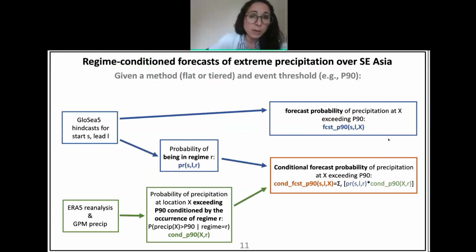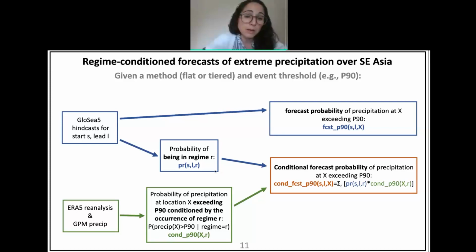So knowing that we have some skill in the assignment of the regimes, the next step is obviously to look into considering regime conditioned forecasts for extreme precipitation. So over here, we're just considering the example of the exceedance of the P90. And from the GloSea5 system, we can take two sets of information. We can just start with their forecasted probability that comes straight from simulated precipitation. But then we can also consider the forecasted winds to actually obtain a probability of being in a given regime.